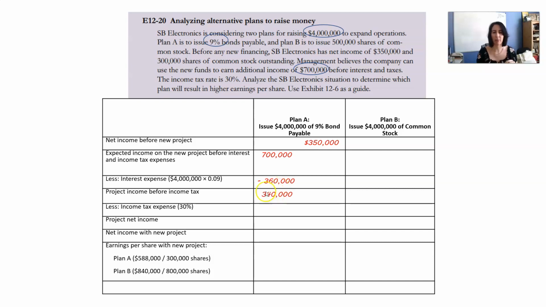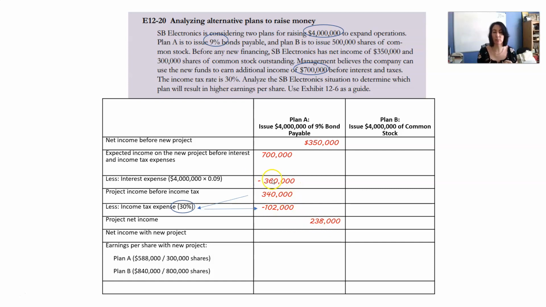So the income before, 700 minus 360, would really net 340 of income from this expansion, because we'd have to pay for the bonds. But we also pay income tax, right? That doesn't go away. So if you're making an extra $340,000, income tax is 30%, you're looking at income tax of $102,000. So now really the net income from this project is $238,000, right?